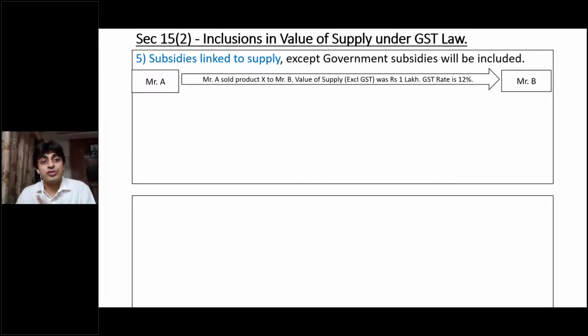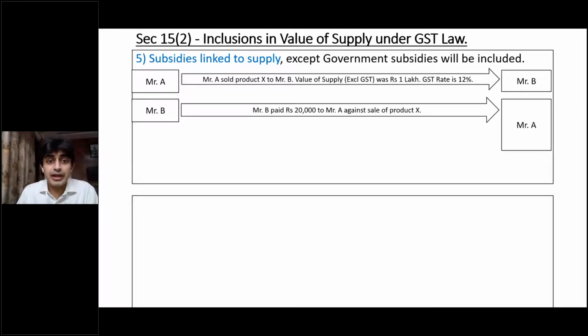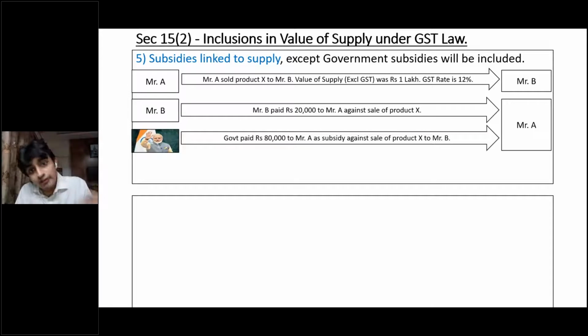Mr. A sold product X to Mr. B. Value of supply excluding GST कितना था? 1 lakh rupee. And GST rate was how much? 12%. ठीक है, एक प्रोडक्ट मैंने बेचा है मिस्टर बी को फॉर 1 लाख रुपी. Now, Mr. B paid how much? Only 20,000. 1 lakh देना था ना, Mr. B ने कितना दिया? Only 20,000. And government paid 80,000 as subsidy against the sale of product X. क्या हो गया? गवर्नमेंट ने 80,000 दे दिया सप्लायर.